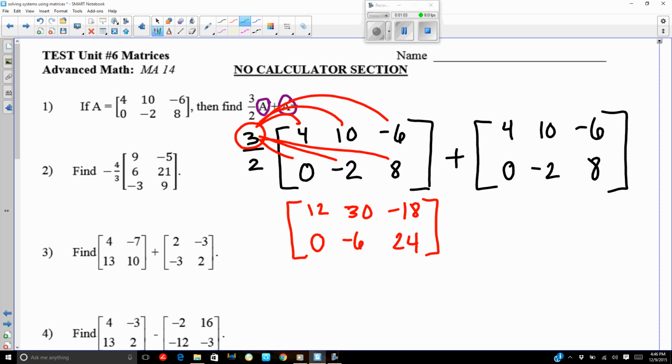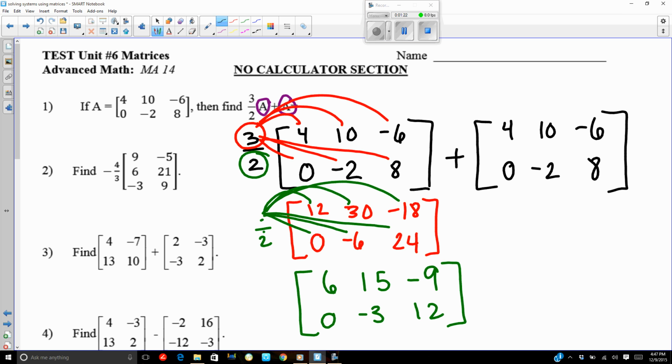So that's what I get when I multiply everything by 3. Now I've got to take care of this 2 on the bottom of the fraction. I'm going to divide everything in here by 2. You can pause if you need to. If you need to copy down the work, just slow it down and make sure you're understanding it. So that's what I get when I divide everything by 2. So now I've multiplied matrix A by the fraction 3 over 2. I did it in a couple of steps. But that's probably the way a lot of you want to go when multiplying everything by a fraction.